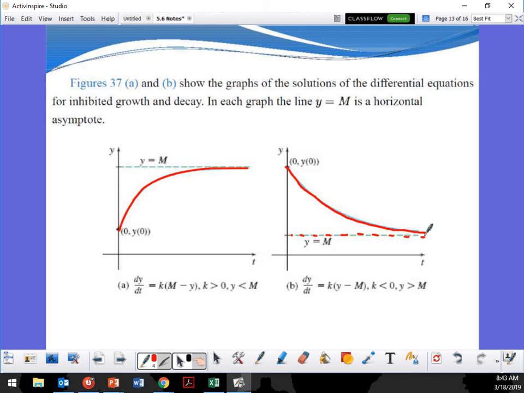So there is a carrying capacity on both ends, so that the wolf population could only go down to a certain amount, and the rabbit population also could only go to a certain amount. Yes? Okay.